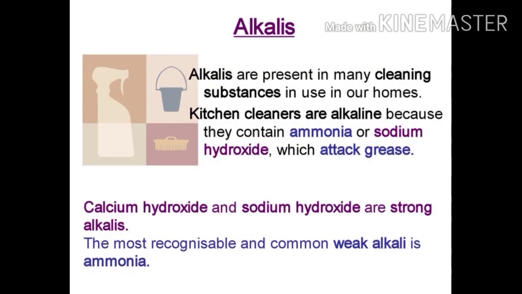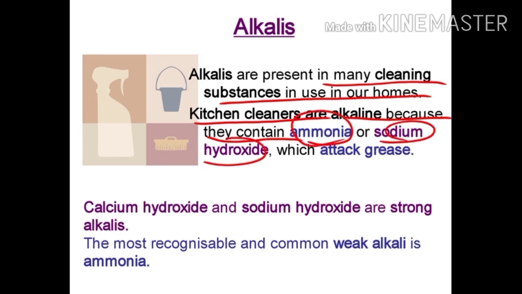Alkalis are present in many cleaning substances used in our home. Kitchen cleaners are alkaline because they contain ammonia or sodium hydroxide, which attack the grease. Generally kitchens are oily. We are using oil, ghee, dalda, and other things in our kitchen, so our kitchen is usually oily. To fight the oil, we are using such detergents or substances which contain ammonia or sodium hydroxide, which attack the grease and clean it out.